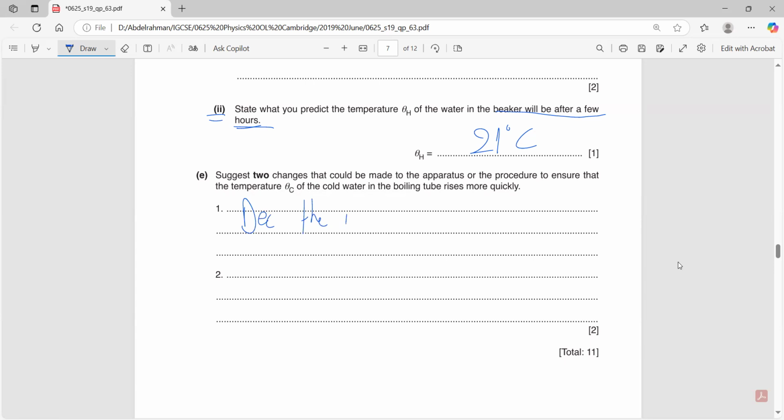Decreasing the initial temperature of the cold water. And someone might say, what if I use a metal tube? Would this help? Yes, it would help. Why? Because a metal is a good conductor of heat, right? So it would rise more quickly. Yes.